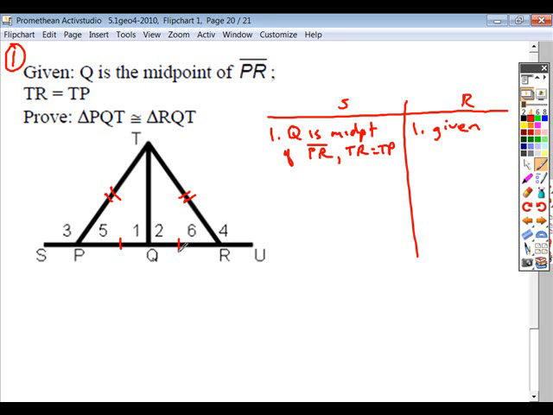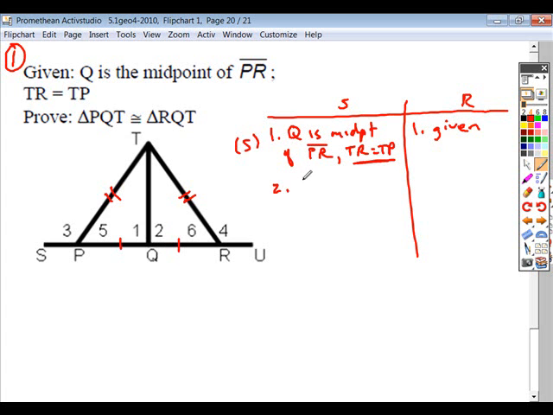Okay, well, let's take a look and interpret what we have first. So we have TR and TP. Notice I'm writing an S along the side here. This indicates that this set of given information is one of those corresponding pieces of congruent elements. And we have two sides, a pair of sides that are congruent to each other. Okay, well, from the given statement that Q is a midpoint of PR, and I've already labeled it, what other statement can I make regarding the congruence of elements?